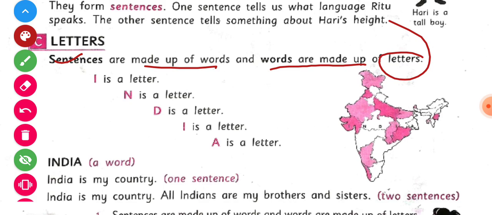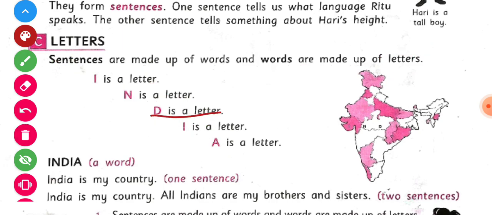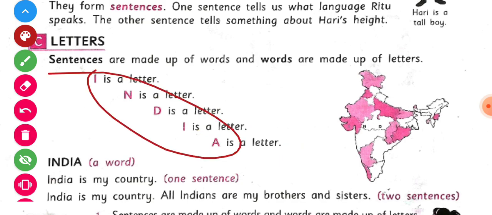For example, you can see here, this is I-N-D-I-A. These are 5 letters. Means I is a letter, N is a letter, D is a letter, I is a letter, and A is a letter. And when these all 5 letters come together, they make a word. That is India.